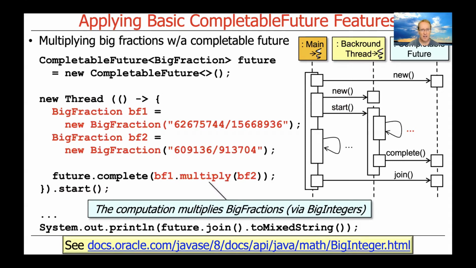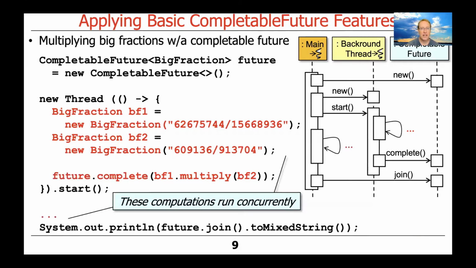The actual lambda runnable, as you see here, will compute big fractions by big integers. So what it's basically doing is creating two big fractions, which of course under the hood contain big integers for the numerator and denominator. Then we go ahead and multiply one big fraction by another. And when that finishes, we then complete the completable future. So that basically says, here's the result. And at this point, anybody else who needs to get the value will be able to obtain it.